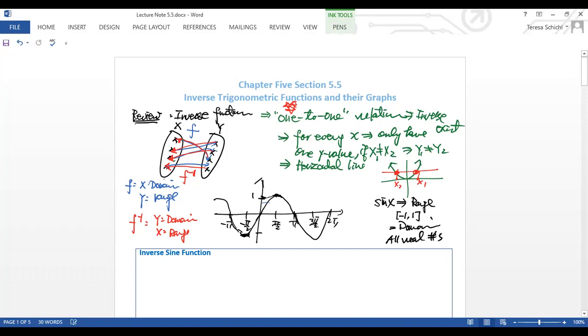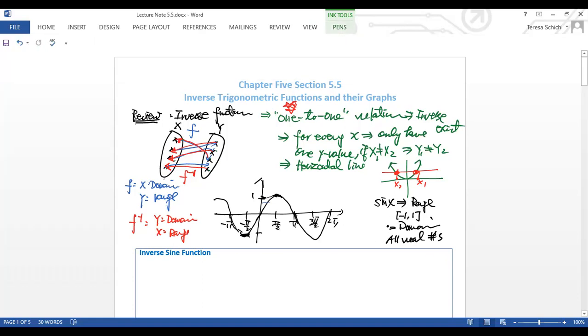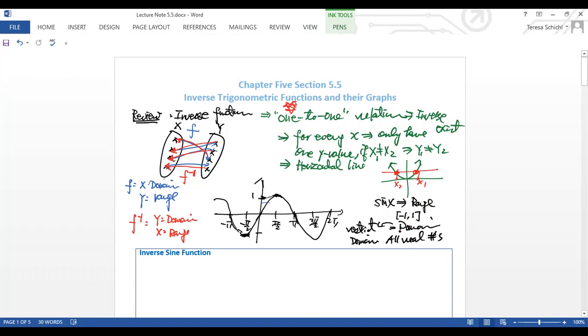So if you have all real numbers, it's not 1-to-1, so I cannot find the inverse. So I want to restrict my domain to a certain area, so it has a 1-to-1 relation. That's why the most important part for the trig function is here: you need to restrict your domain. Make sure the way you restrict it, the 1-to-1 exists. Also, when I say restricted, that means the original range has to be covered. I know the sine ranges from -1 to 1, so I want a domain which can cover the whole range.